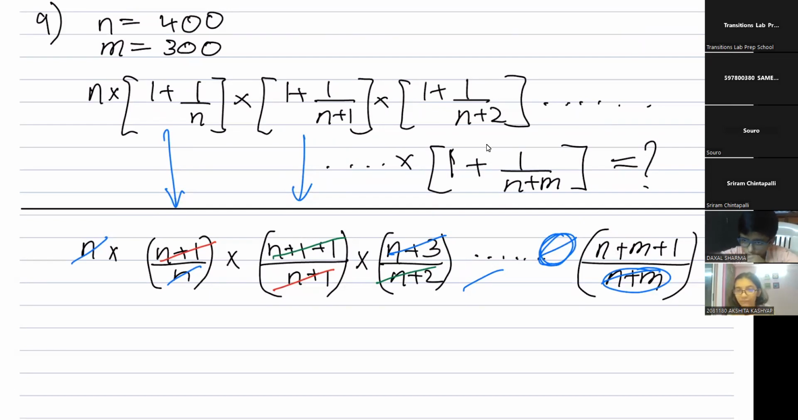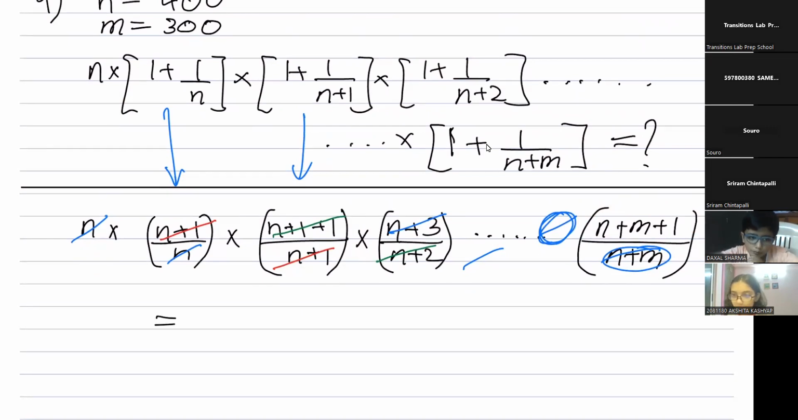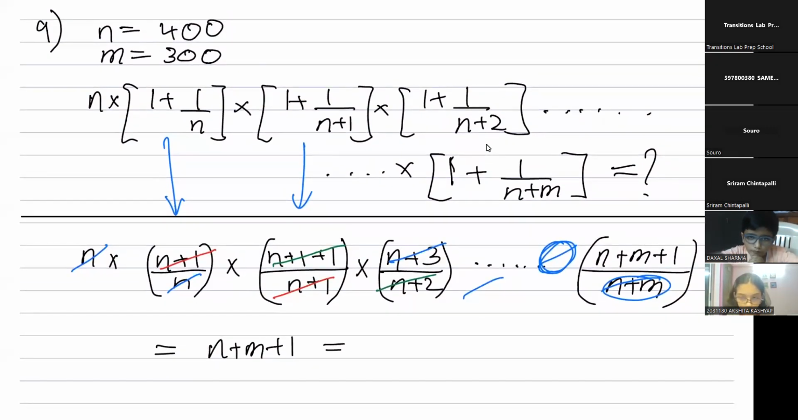So what we're left with in the end is this n plus m plus 1. And just to be more precise, there is a 1 below n. So never forget, if there was something below n over here, that would also end up in our product in the end. So what we're left with is n plus m plus 1. We have been given n equal to 400, m equal to 300. So this is 701.